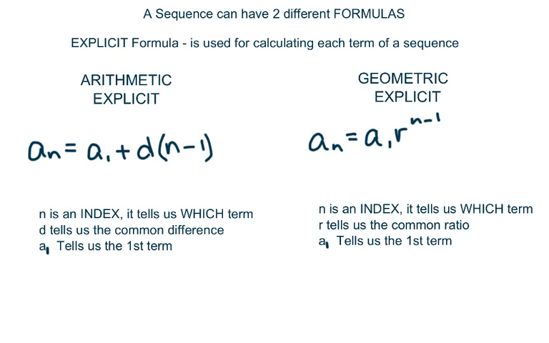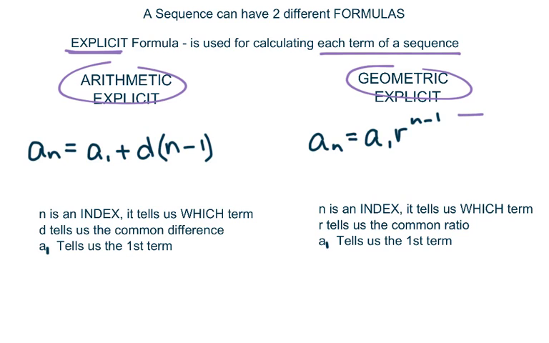There are two different types of formulas. The first one is an explicit formula, which is used for calculating each term of a sequence. Both arithmetic and geometric have explicit formulas. The arithmetic is a of n equals a of 1 plus d times n minus 1. The geometric is a of n equals a of 1 times r raised, this is an exponent, to the n minus 1. Now, this looks really ugly, but we need to define things.